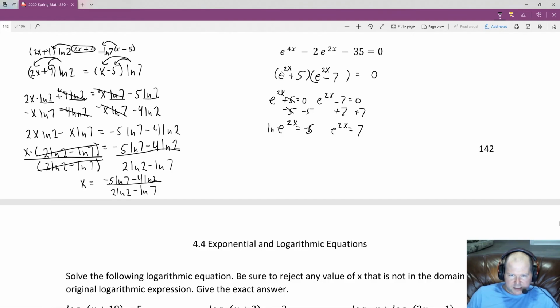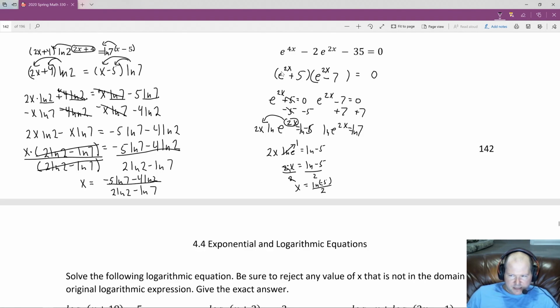Now at this point, I'm going to take a natural log of both sides. Natural log, both sides. And that allows me to pull this 2x to the front. So we end up with 2x times the natural log of e, which is simply equal to 1. So the whole thing turns into 2x is equal to natural log of negative 5. And we're going to solve for the x by dividing both sides by 2. And that gives me x is equal to the natural log of negative 5 over 2.